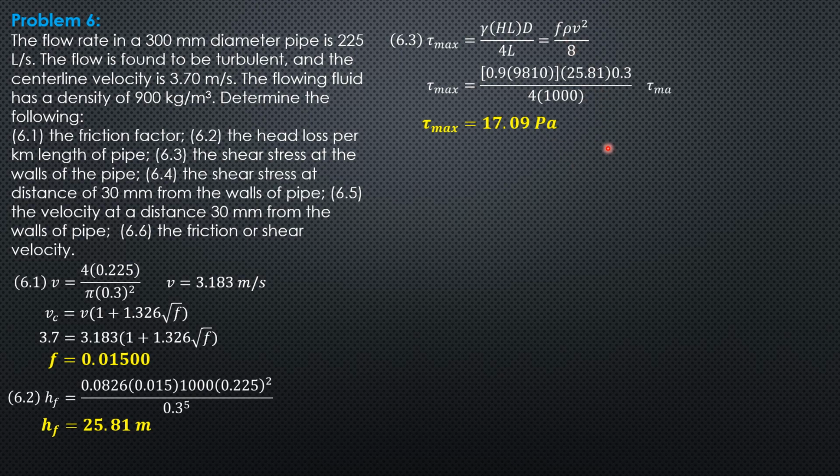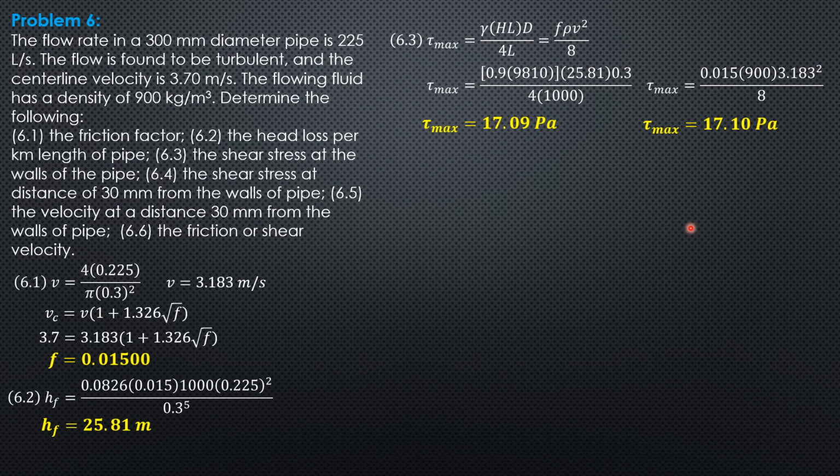If you use the other formula, then we have 0.015 times 900, times 3.183 squared over 8. So it is 17, practically they're the same. It's because of the velocity and friction factor, maybe, because we round off to 4 significant figures. But they are practically equal.